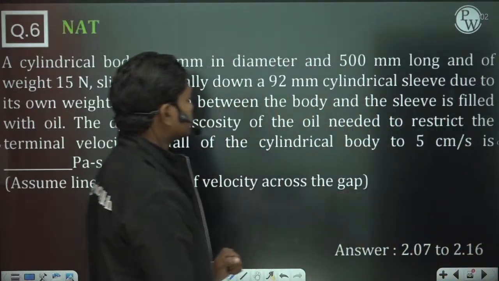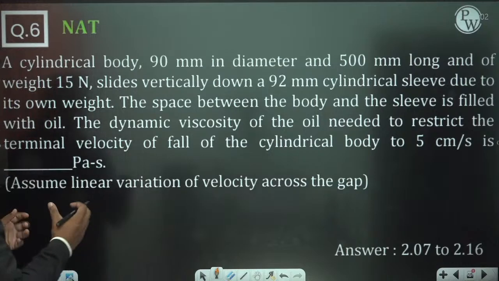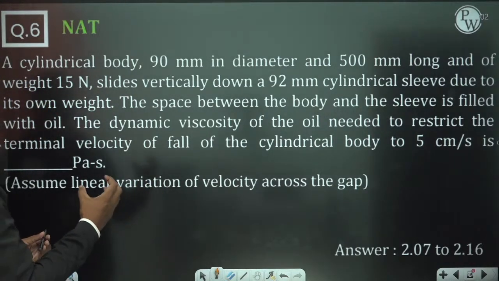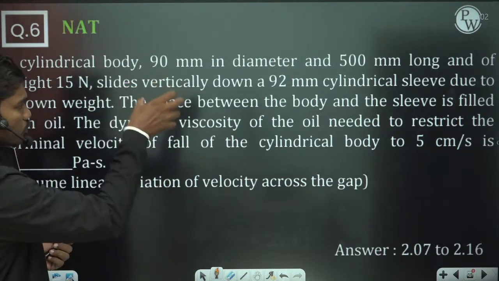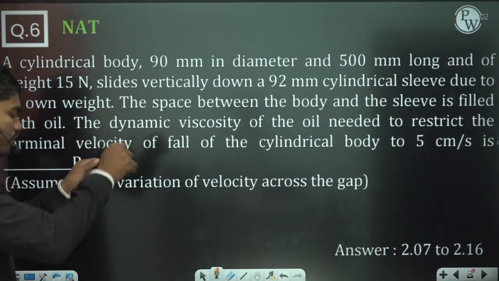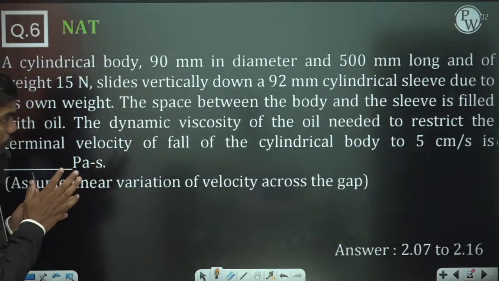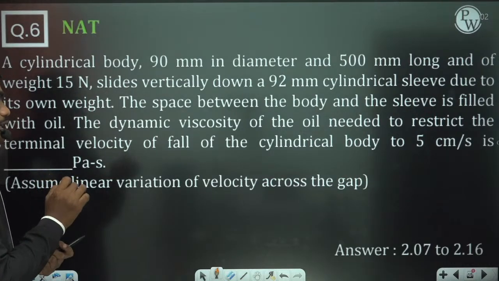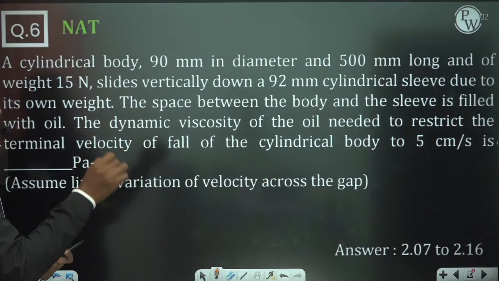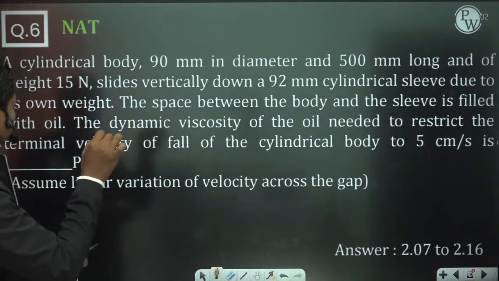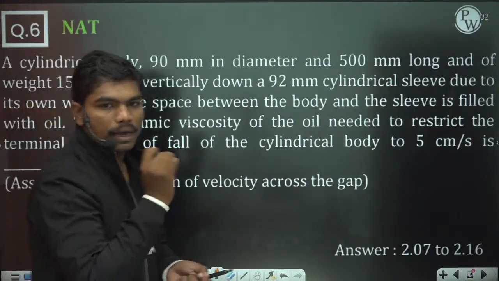Let us try to solve this question. A cylindrical body 90 mm in diameter and 500 mm long and of weight 15 newtons slides vertically in a 92 mm cylindrical sleeve due to its own weight. The space between the body and the sleeve is filled with oil. The dynamic viscosity of the oil needed to restrict the terminal velocity of the fall of the cylindrical body to 5 cm per second is dash Pascal second.